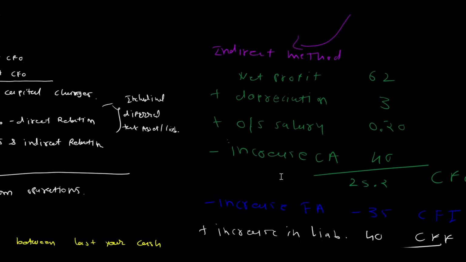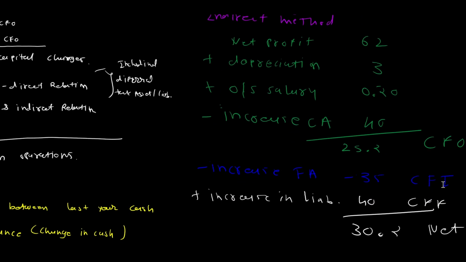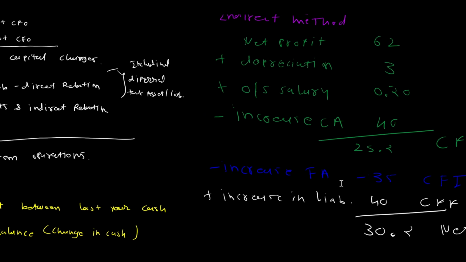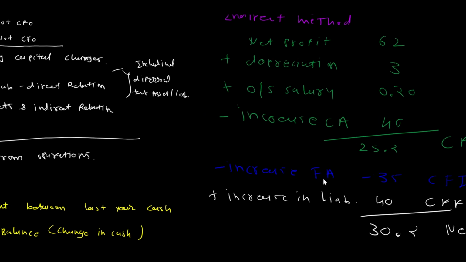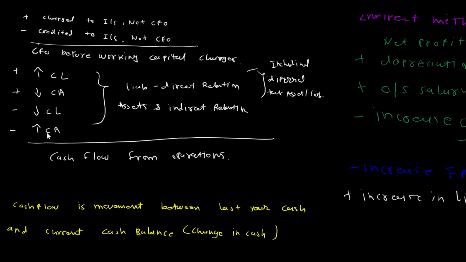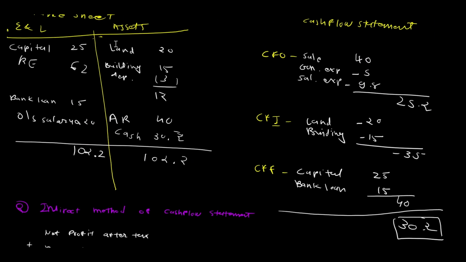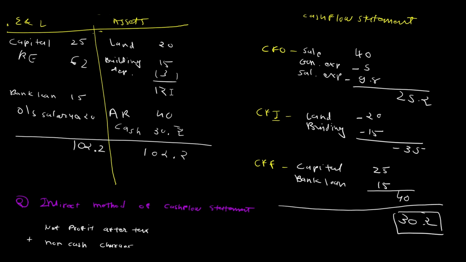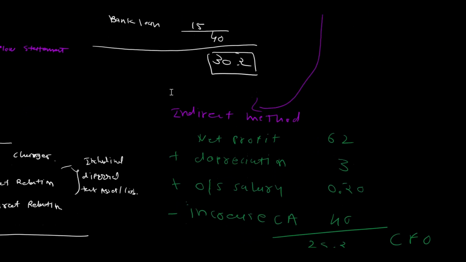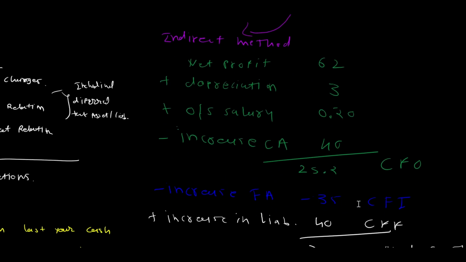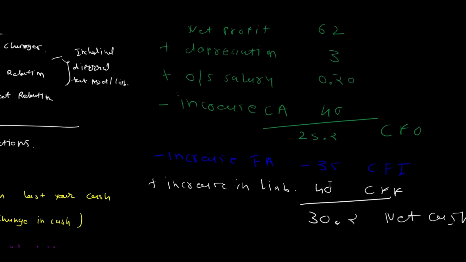Then comes the CFI, cash flow from investing. In cash flow from investing, we deduct the increase in fixed assets. If an asset increases, we need to deduct it from the cash flow. Our fixed assets, land and building, we have purchased 20 and 15. So we have 35 of cash outflow in CFI, and 40 increase in the liability.